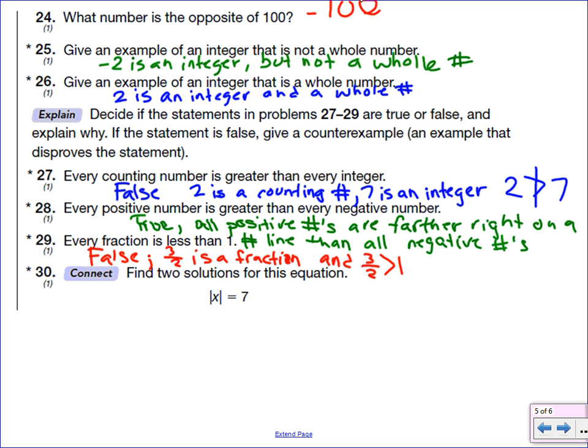All right, and then find two solutions for this equation. The absolute value of x is equal to 7. So what two numbers have a distance of 7 away from 0? Well, that's 7, which would be 7 to the right of 0, and negative 7, which would be 7 to the left.